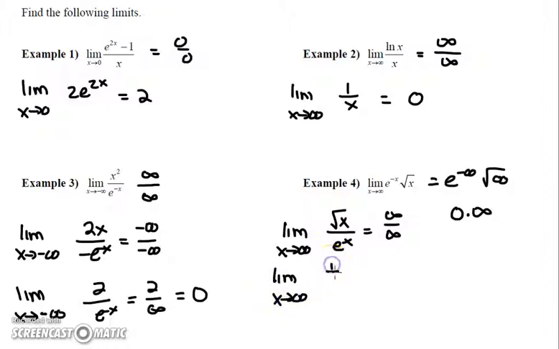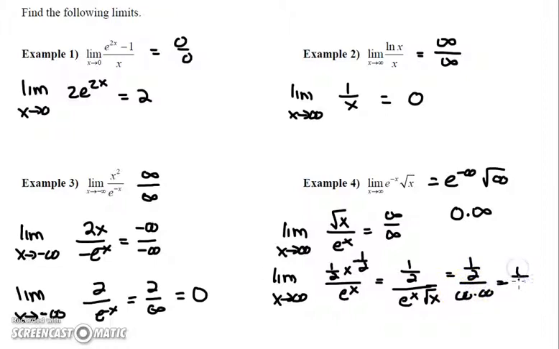So the derivative of the top is going to be 1/2 x to the negative 1/2. The derivative of the bottom is e to the x. We can rewrite this. We have x to the negative 1/2, so we can write this as 1/2 over e to the x times the square root of x. So if we're taking the limit as x approaches infinity of this, we're going to have 1/2 over infinity times infinity, which is 1/2 over infinity, which is going to be 0, like all these other ones that had a number over infinity. So there's one more question, and then we'll call it quits on this video.